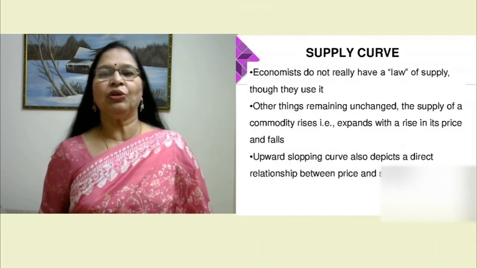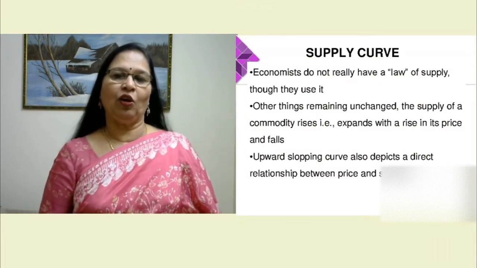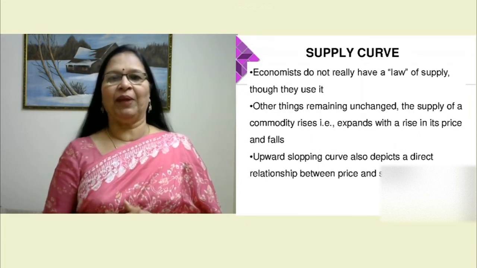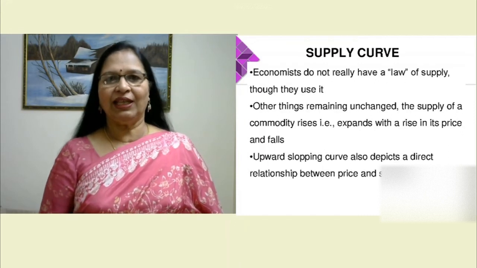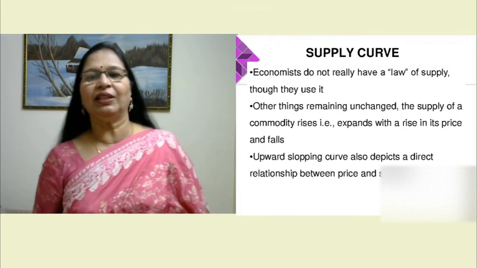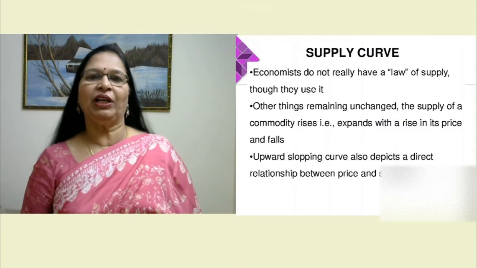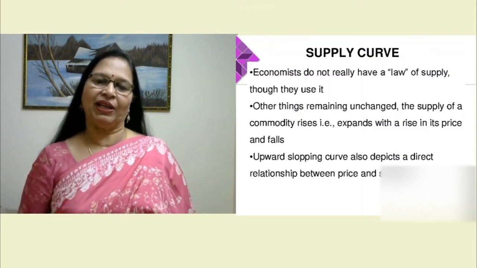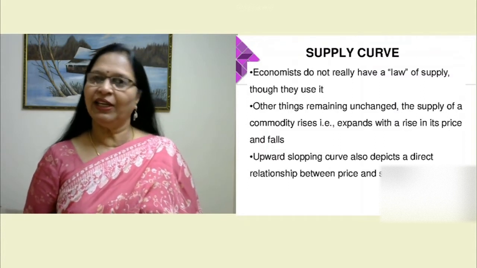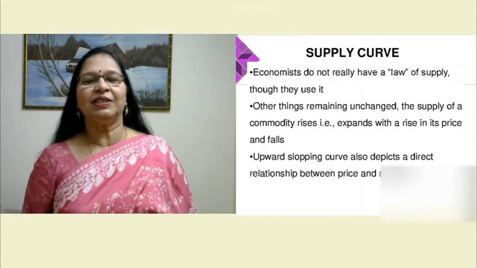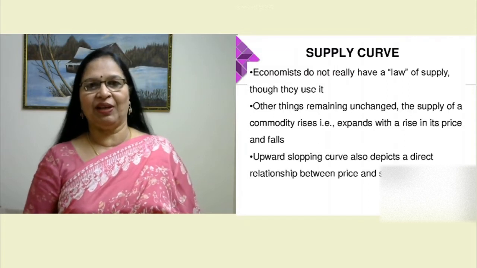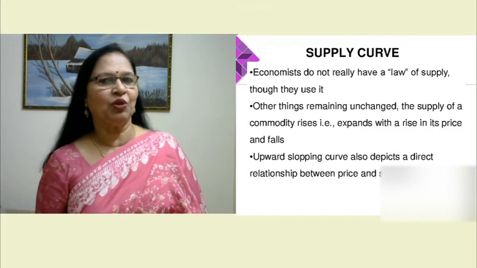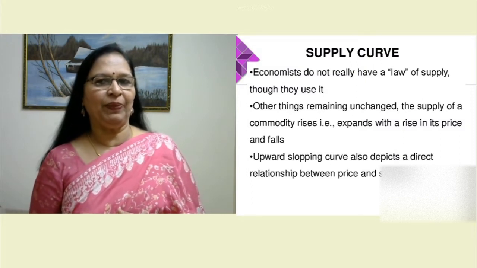Now, economists do not really have something called the law of supply. Though we use it, there is nothing as a law of supply. And what we understand in the law of supply is, other things remaining the same, the supply of a commodity rises or expands when there is a rise in the price. So unlike the demand, which had a negative relationship with price, here supply has a positive relationship with price. So as the price increases, the quantity supplied will also increase.